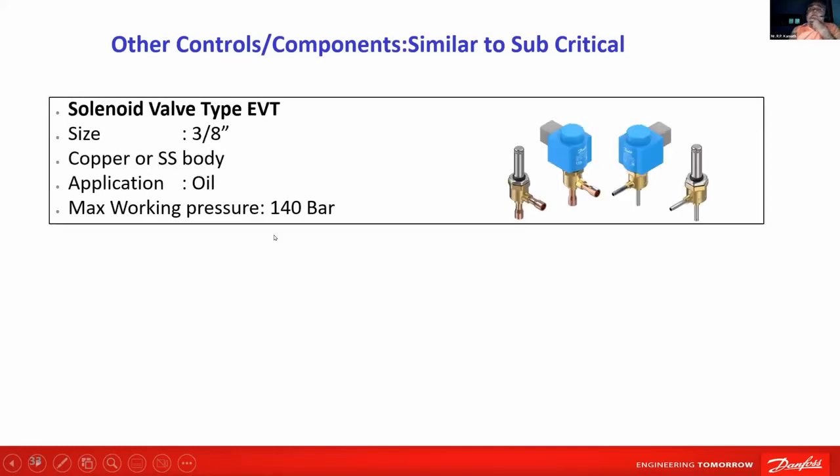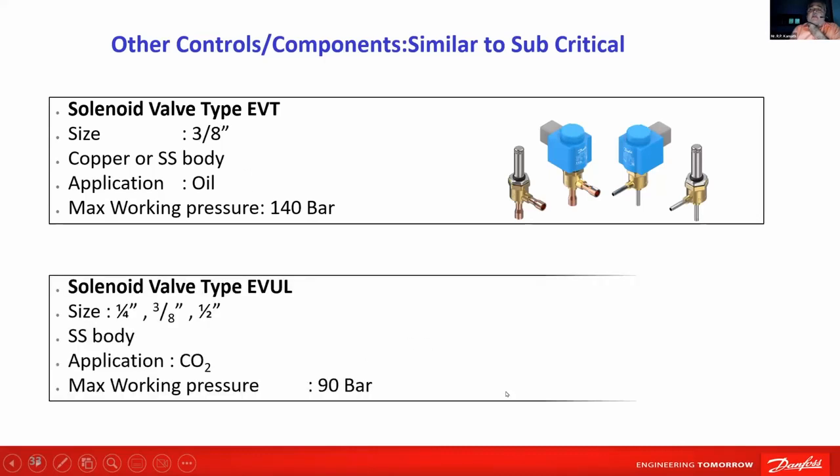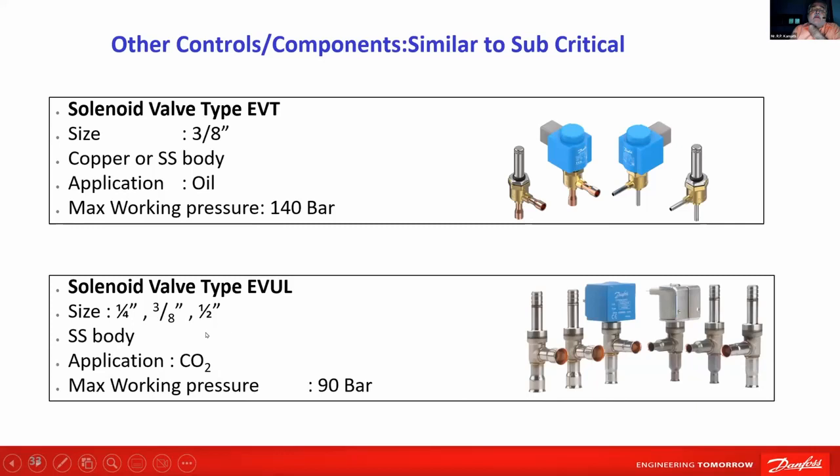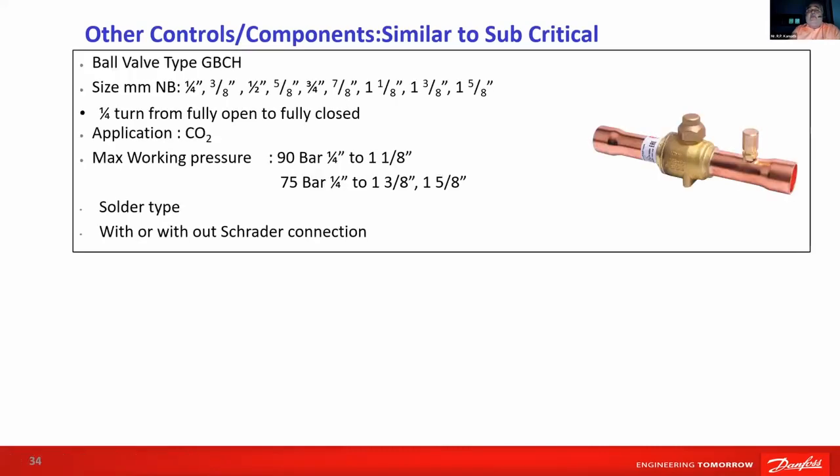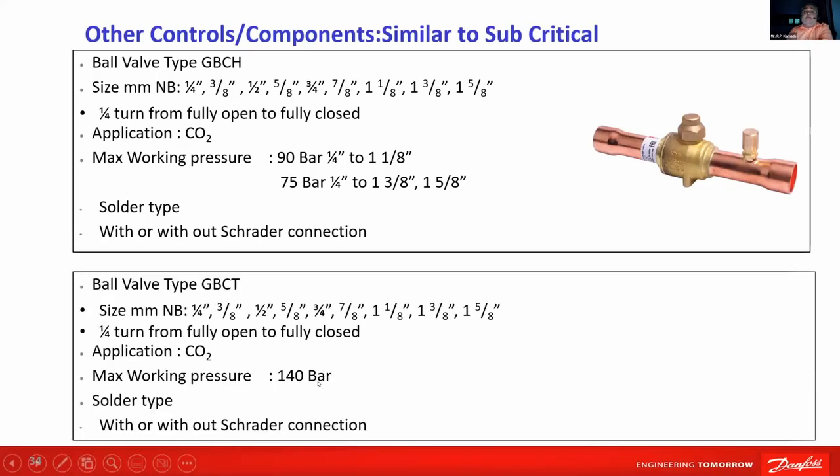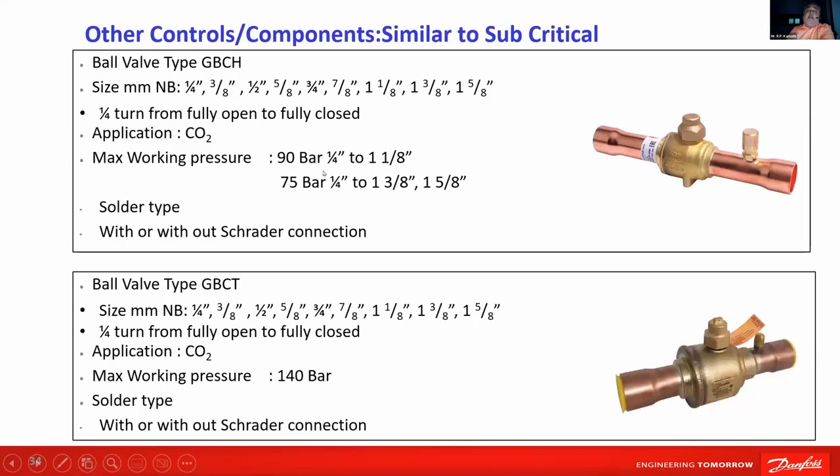Some other controls: a solenoid valve type EVT, it can go up to 140 bar, 3 by 8 inch, only one size is available. This can be used for oil. There is one more type called EVUL. We have 3 models in that: quarter, 3, 3.5. Then ball valves up to 158 are available. We have 2 variations in this. GBCT is 140 bar. The difference is these ones you may be able to use at intermediate pressure level or suction, whereas 140 bar can be used on the high side.